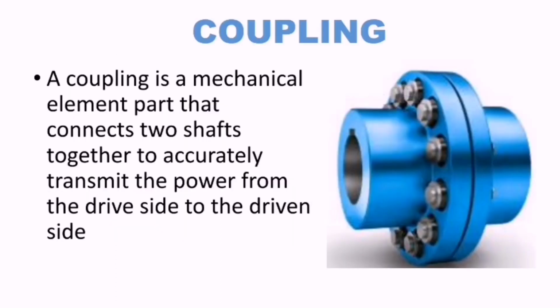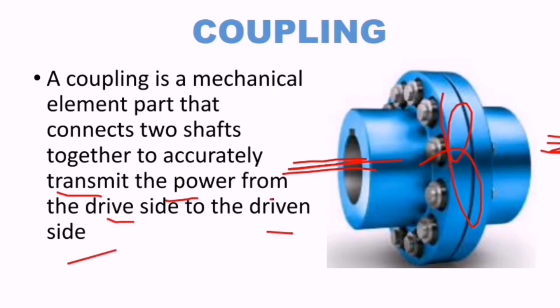First of all, what exactly is meant by a coupling? A coupling is a mechanical element that connects two shafts together to accurately transmit the power from the drive side to the driven side. It means this side one shaft, this side another shaft. These two shafts are going to be connected with the help of a coupling. So what is it meant for? It is to transmit the power from the drive side to the driven side.